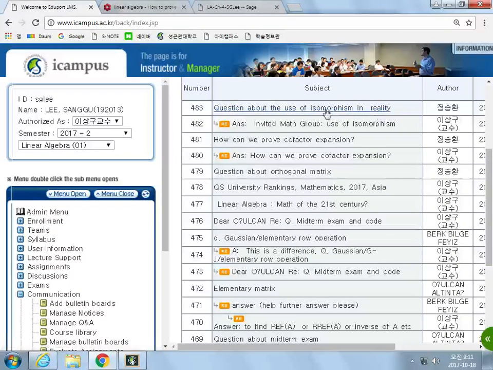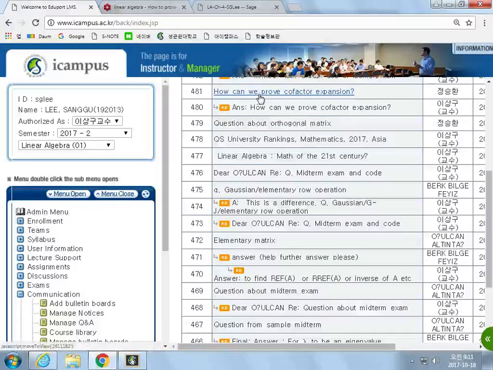Okay, the use of isomorphism in reality. Here I just shortly added one note which was made by the professor at the Yonsei University Computer Science Department, on how he used the concept of isomorphism to solve his problems.